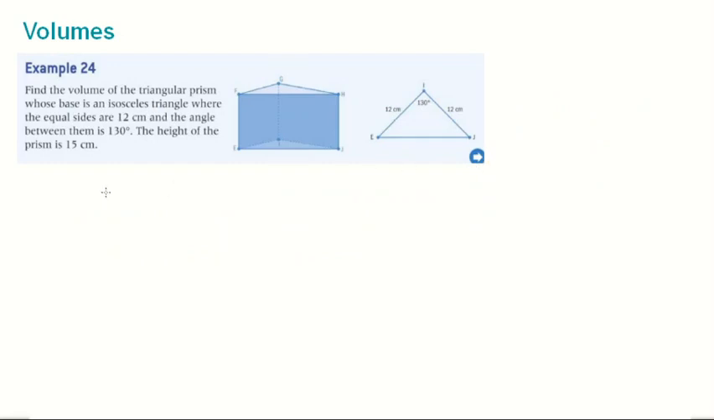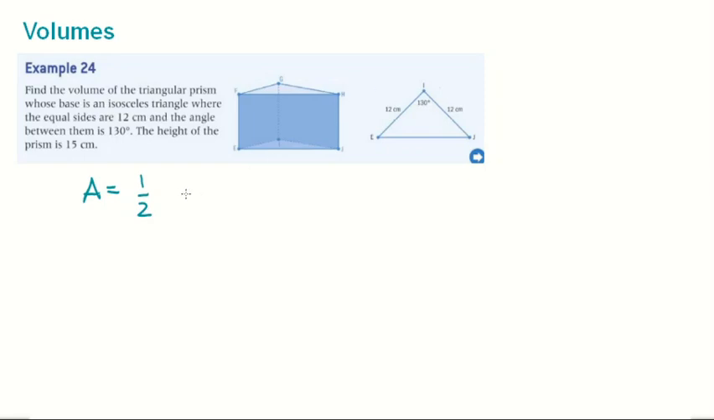Okay, so another example now. Find the volume of this triangular prism whose base is an isosceles triangle where the equal sides are 12 centimeters and the angle between them is 130. The height of the prism is 15 centimeters. So we have to find the area of the base first. So you should remember, we have a triangle which is not a right angled triangle. So we'll have to adjust this. It's going to be half.